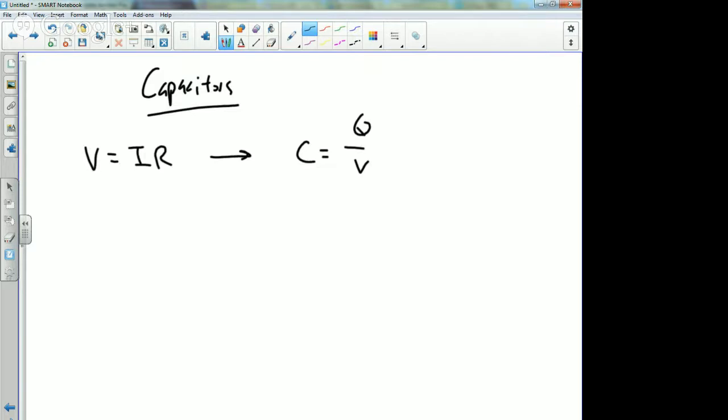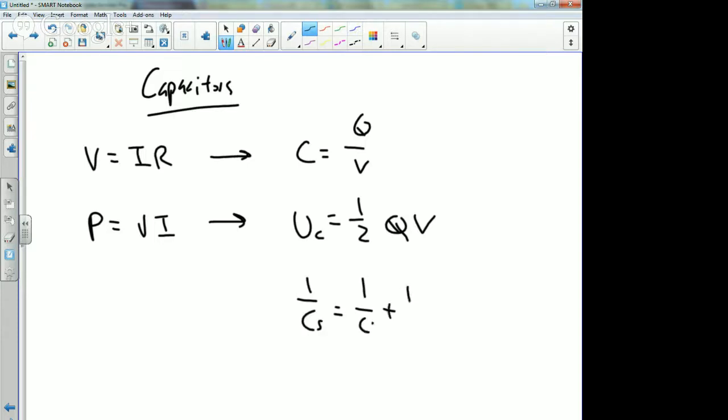Okay. All right. And instead of P equals VI, we have the formula U_C equals 1/2 QV. Otherwise, the rules are basically the same. I mean, you have to understand the difference between capacitors and resistors. But otherwise, for capacitors in series, you do 1 over, while capacitors in parallel, you add them up.